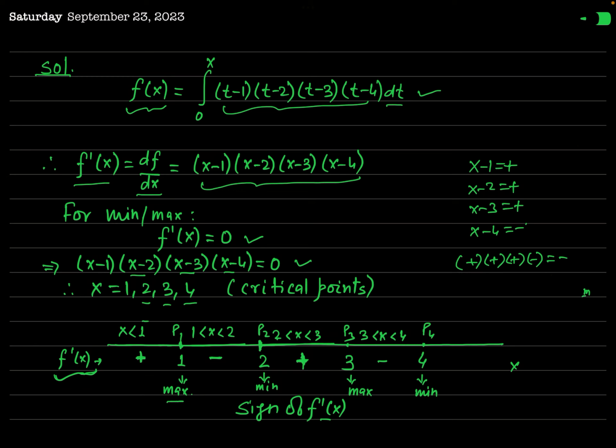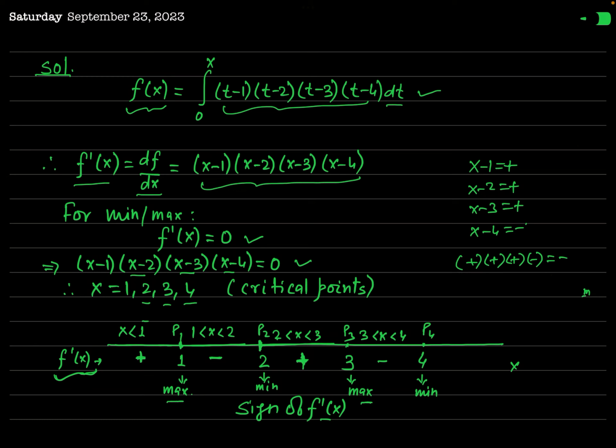So you can say that at this point x equal to 3, the sign of f dash of x changes from positive to negative. So this critical point x equal to 3 also corresponds to the maximum value of the function.